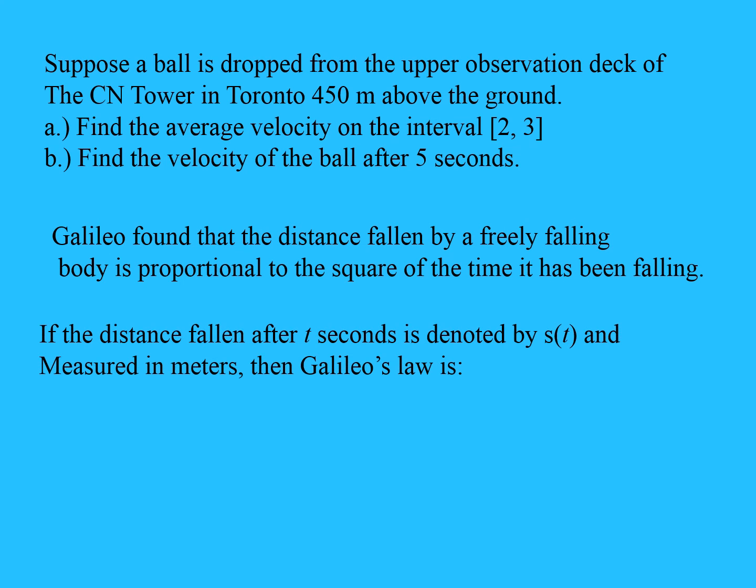So we're going to use the fact Galileo found that the distance fallen by a freely falling body is proportional to the square of the time it has been falling. So that would give us a position of 4.9 t squared. That's the distance that the ball has fallen at any time t. So we're going to use that to help us calculate the average velocity on the interval 2 to 3 seconds, and then the instantaneous velocity. When a problem says after 5 seconds, it means at 5 seconds, at that instant.